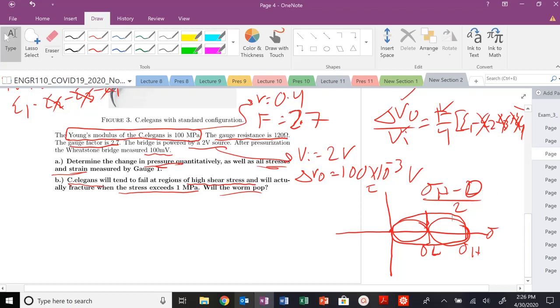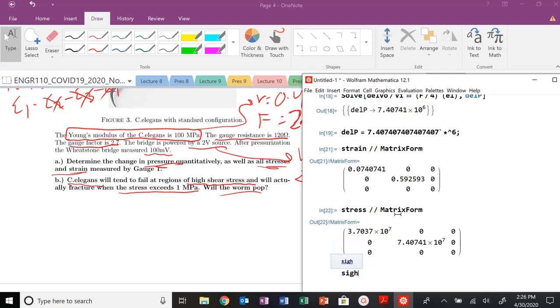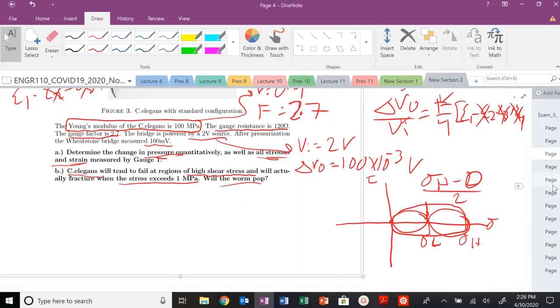So let's look and see what that value is. Let me look at sigma H. Let me divide that by 2. So 37 megapascals. So that worm is unfortunately going to pop. So yeah, that's it for this problem.